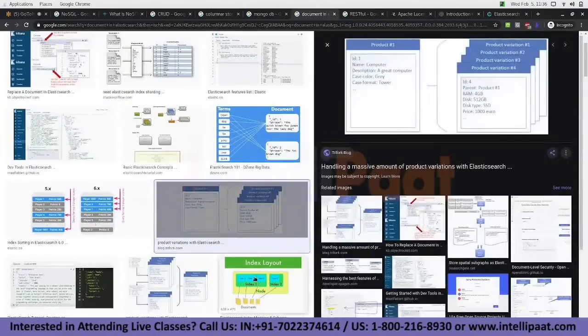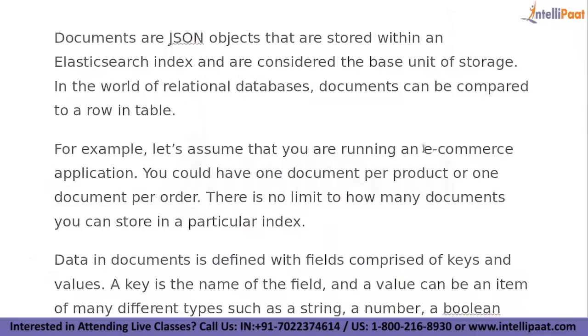Let's assume that you are running an e-commerce application. You can have one document per product, or one document per order itself, which will represent information related to that operation. For example, an order document will have the name of the customer, what order he had placed, the date of delivery, the price paid, and the location to send it to. All of this will be your document. You can have one document per product, or one document per order itself.